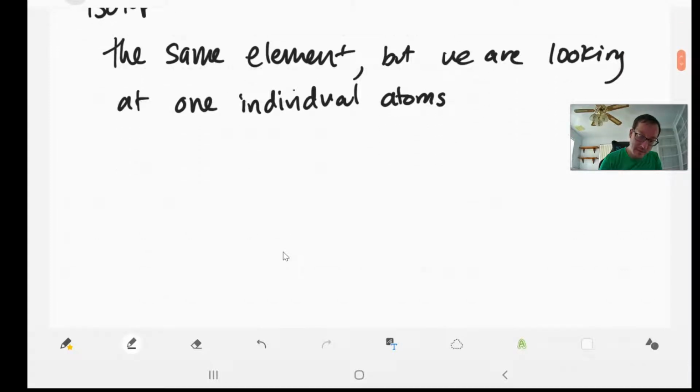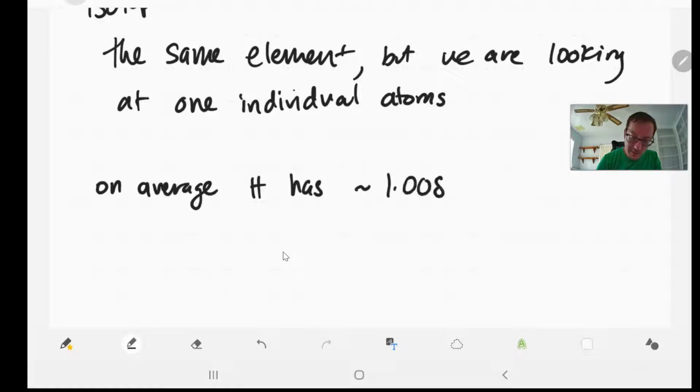And so remember that on average, we can choose an element. We can say maybe hydrogen has roughly 1.008 neutrons per atom, which is a little bit absurd, right? You can't have a fraction of a neutron. But with isotopes, we look at individual ones.